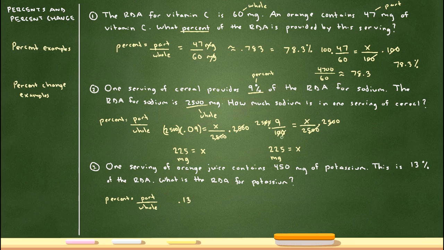Okay, unless you set this up as a ratio like we did over here, you're going to want to write this percent as 0.13. And now I know I had 450 milligrams. That's the part. And this is going to be divided by the whole. I'll just call that x. So in this case, they want to know the entire amount for the day that you should have. That's essentially going to be the whole. So part over the whole.